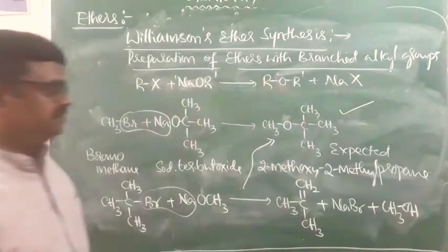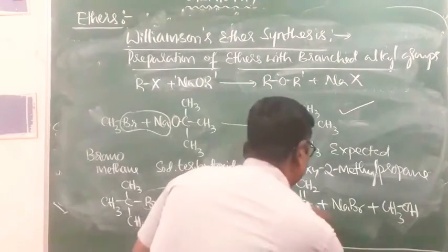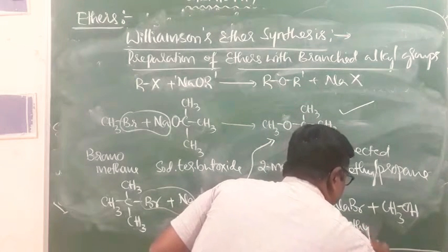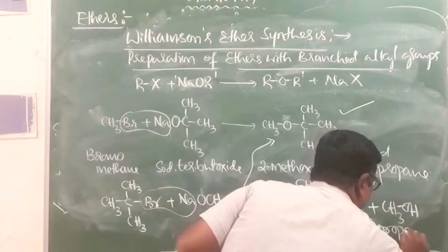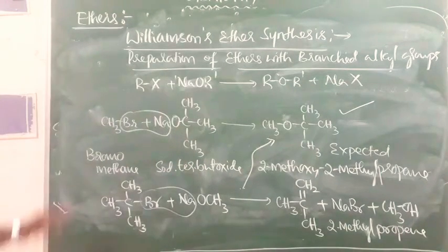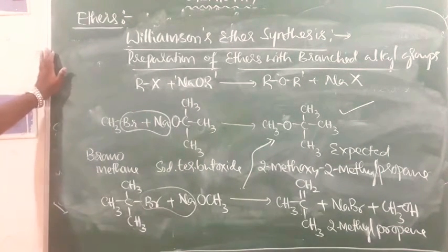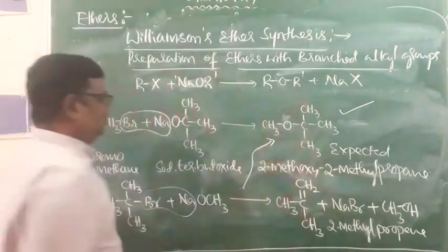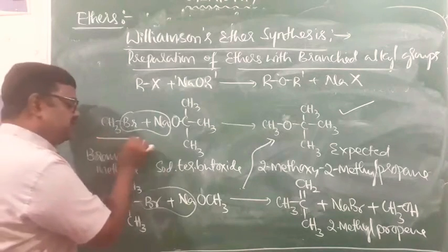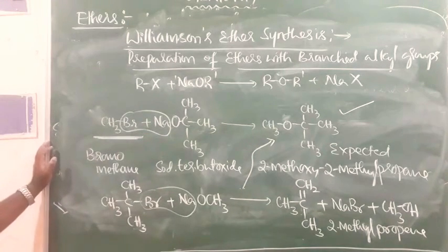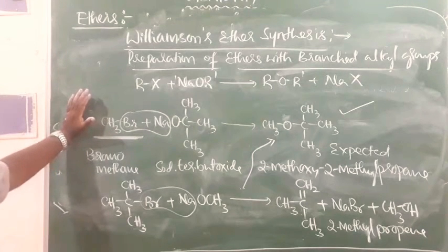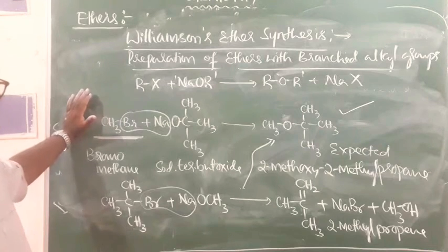This is 2-methyl propene. Andre ಇಲ್ಲಿ ನೋಡಿ ಗಮನಿಸಿ. If you want to prepare an ether with the branched alkyl groups, you must use primary haloalkane so that you can promote SN2 mechanism. You know, primary haloalkanes are more reactive towards SN2 mechanism.